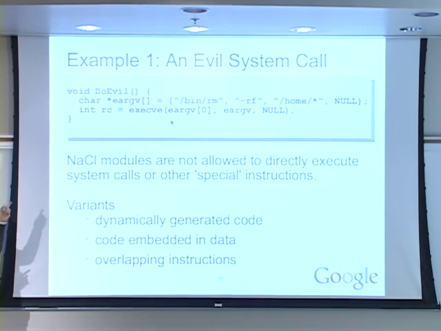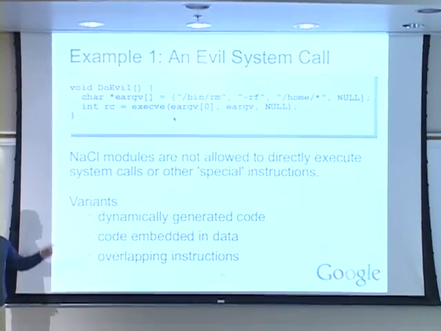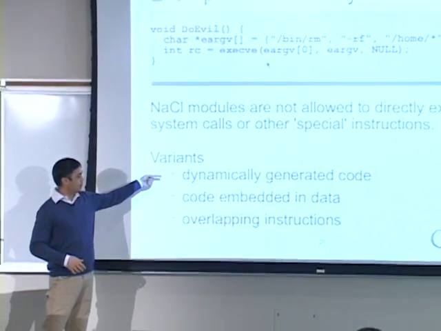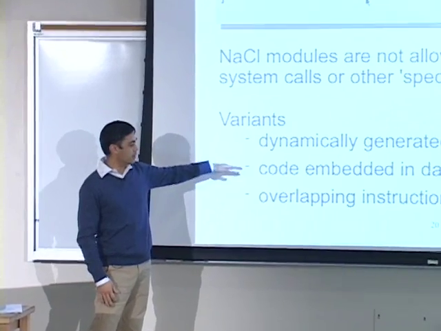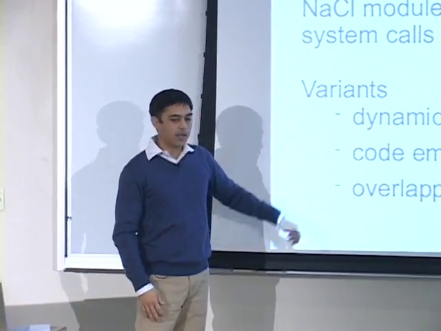So a native client module needs to make this impossible. If you download a piece of native code that wants to do this, no way. The native client infrastructure needs to prevent that. If only it were this simple. It's obvious just reading this code that you wouldn't want to run this program. But there are all sorts of variants, in particular on the x86 architecture, that make it hard to do this in a straightforward way. In particular, dynamically generated code, code embedded in data, and overlapping instructions are all problems.